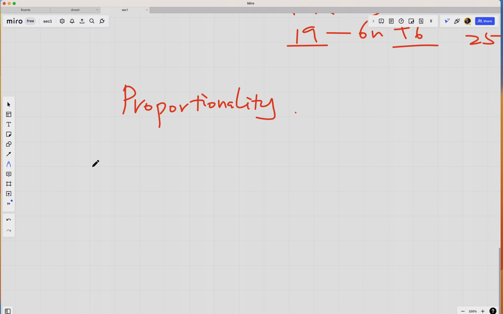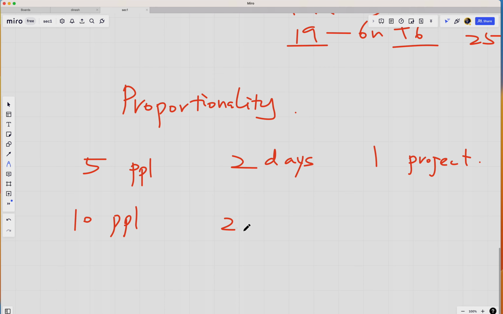Let's say 5 people, 2 days can complete one project. Then if I give you 10 people 2 days, how many projects can you complete? Very simple. You have the same time, so your head count doubles, so your output should double as well. Make sense? So the answer is 2 projects in this case.